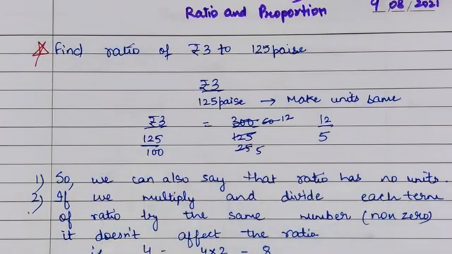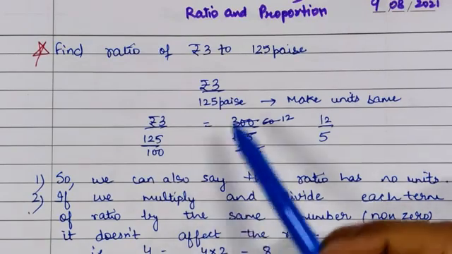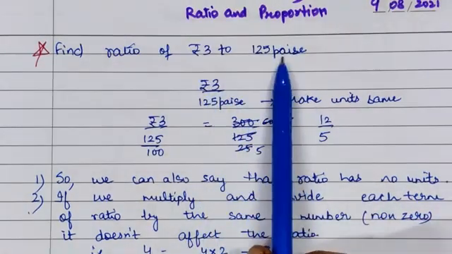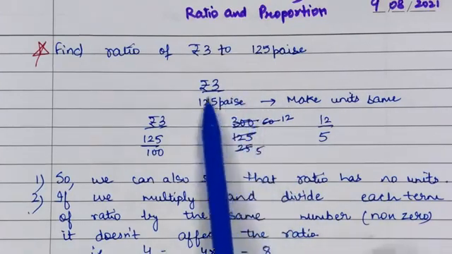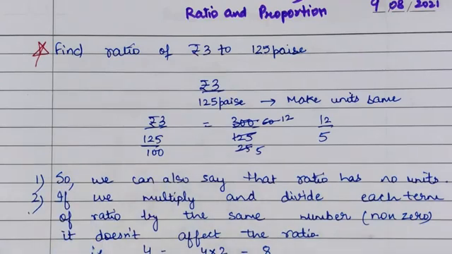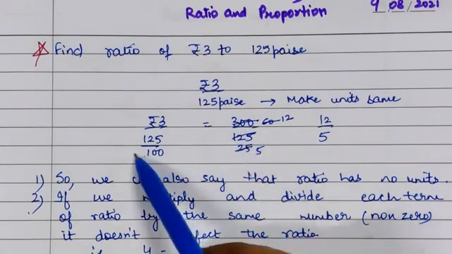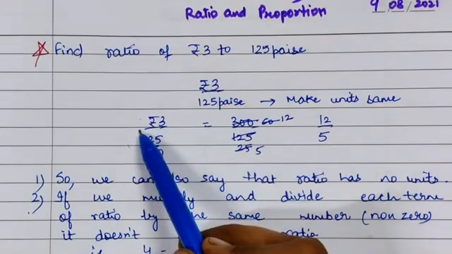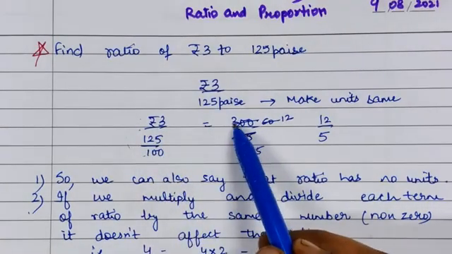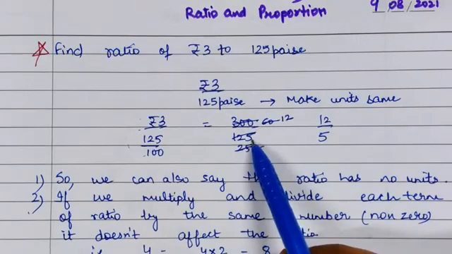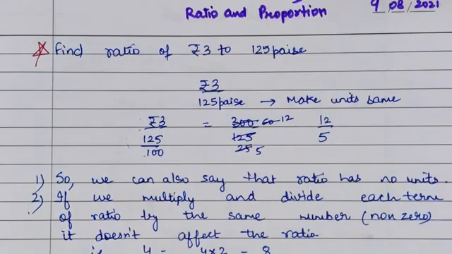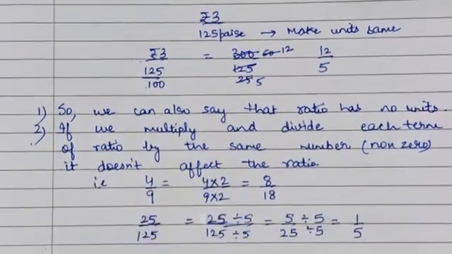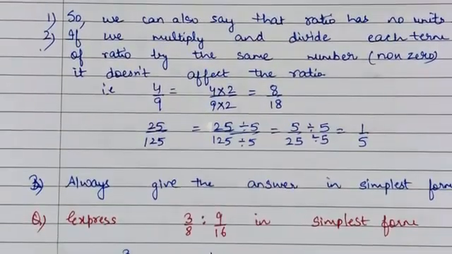Next we have to find the ratio of 3 rupees to 125 paisa. Now the units are not the same. So first of all, let us make the units the same. To convert paise to rupees, we will divide by 100. So this 100 will go in the numerator and get multiplied. So we get 300 upon 125. On doing the cancellation, we will get 12 upon 5. So we can also say that ratio has no units.